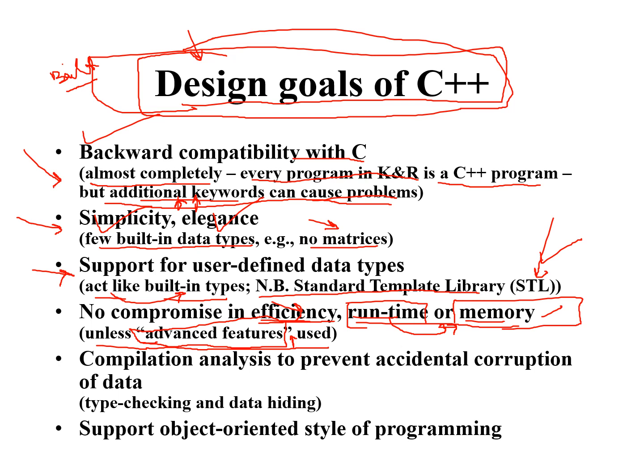Now, compilation analysis to prevent accidental corruption of data. What does compilation analysis do, and for what is it helpful? It is helpful in preventing the accidental corruption of data. Then type checking and data hiding. What are some of its examples? That is type checking and data hiding. These are the methods that it uses.